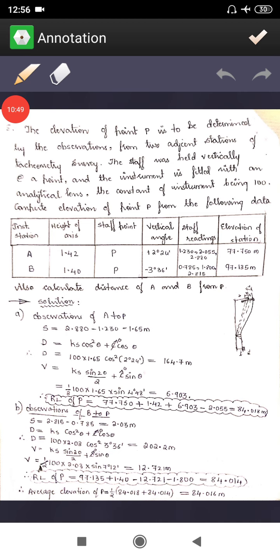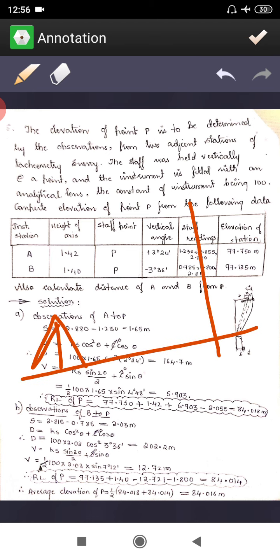So my friends, first I'll read this problem. This is problem number 5. The elevation of point P is to be determined by the observations from the adjacent station of a tachometric survey. The staff was held vertical. So I'll try to draw the figure. The staff was held vertical, and the instrument is fitted with an analytical lens.